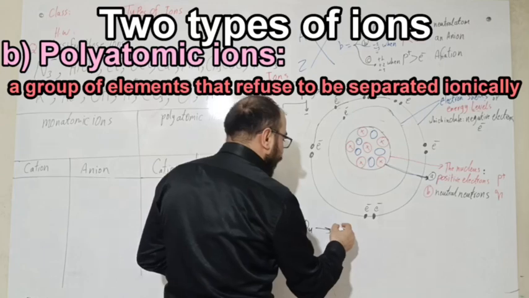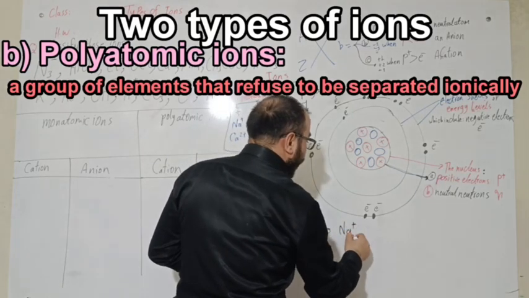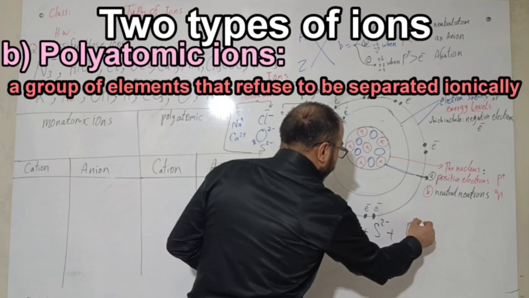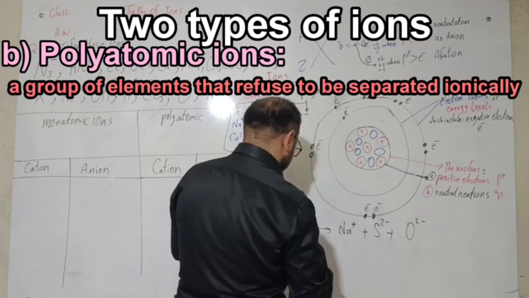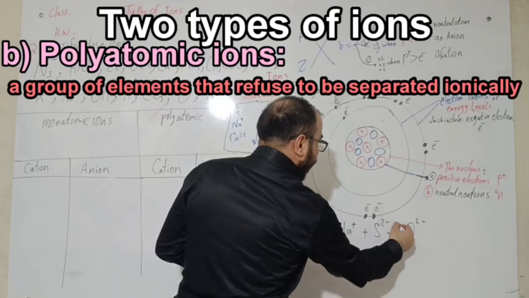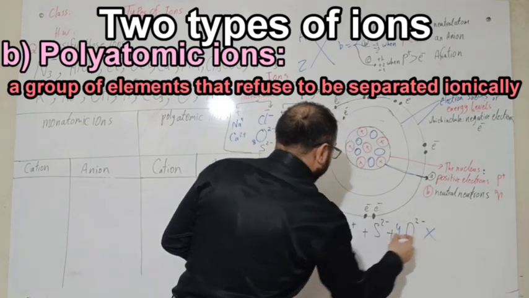sodium is going to go alone, sulfur is going to go alone, and oxygen is going to go alone. Here we have 2 sodium, 1 sulfur, and 4 oxygen, and that was not correct.